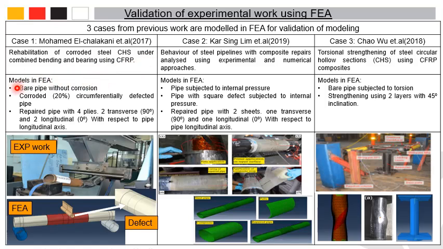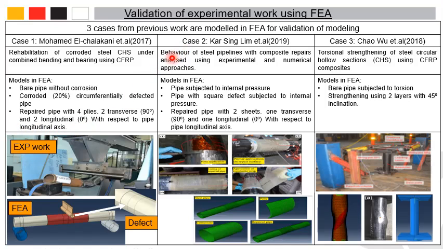There are three models in the finite element analysis. The first one is a bare pipe without corrosion. The second model is a 20% defected circumferentially corroded pipe. The defected pipe is then rehabilitated using four plies, two transverse at 90 degrees and two longitudinal at 0 degrees with respect to the pipe longitudinal axis.